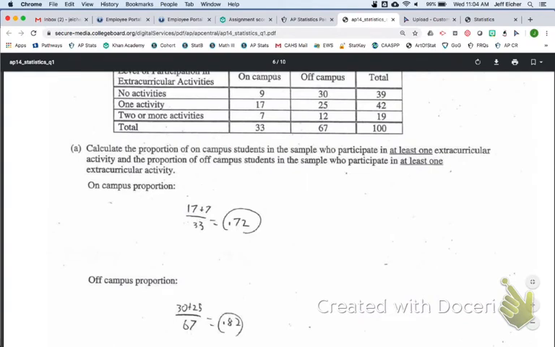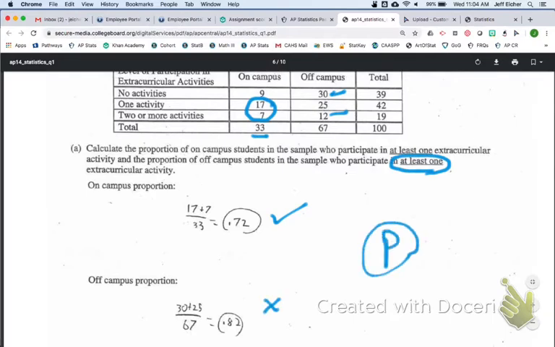All right, let's check out this next response. On part A, the student shows work and gets an answer. That's excellent. So they do these two divided by 33, so that is correct. And then they do this one and this one out of 67. Sadly, it was at least one extracurricular for those off campus. So this is incorrect. So this response would get a partial.